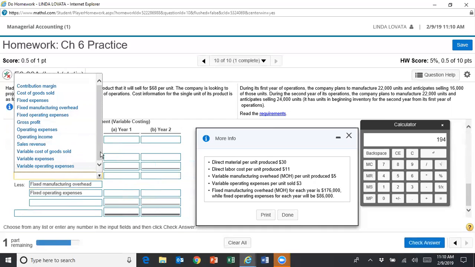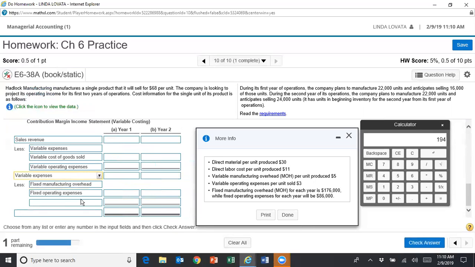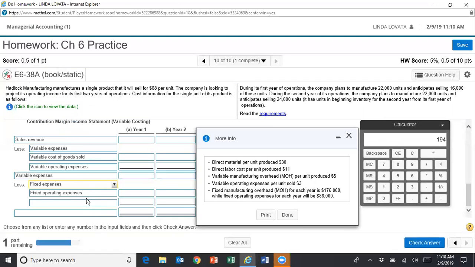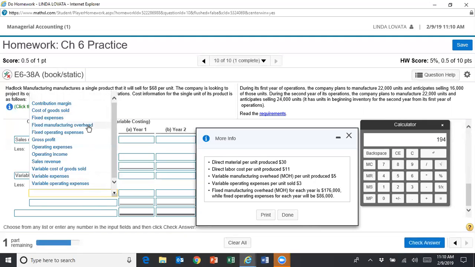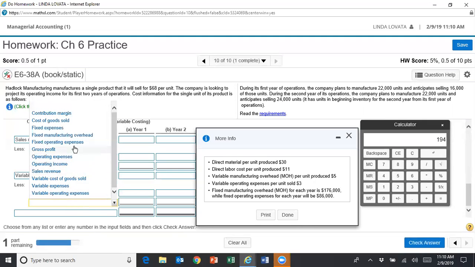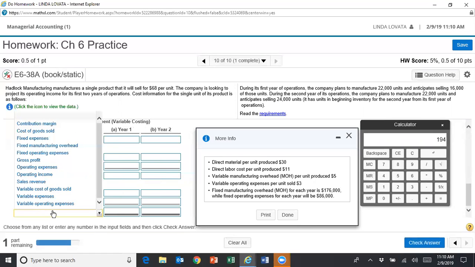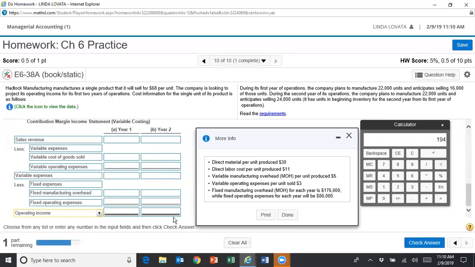You got to watch on those lines here. Variable operating expenses. Do I have a total? No, that's not right. I guess I put variable twice here. Variable expenses. So this is my fixed expenses. I probably could leave that one there, but I like my fixed overhead, my fixed operating. Gives me my operating income. That's my double rule.